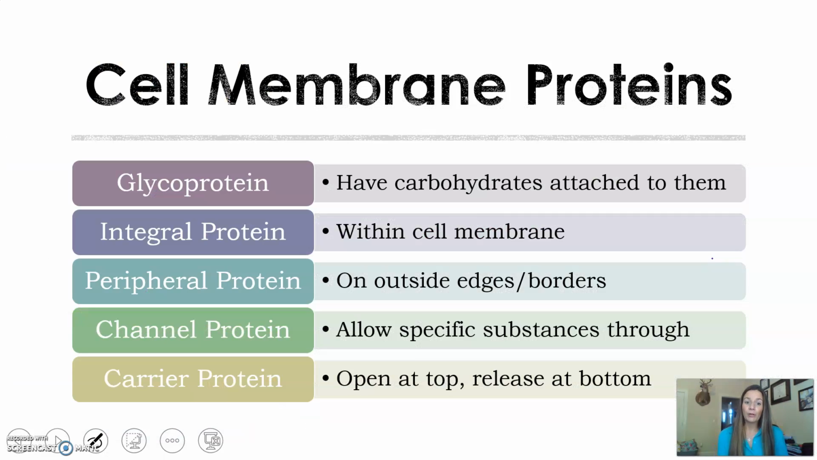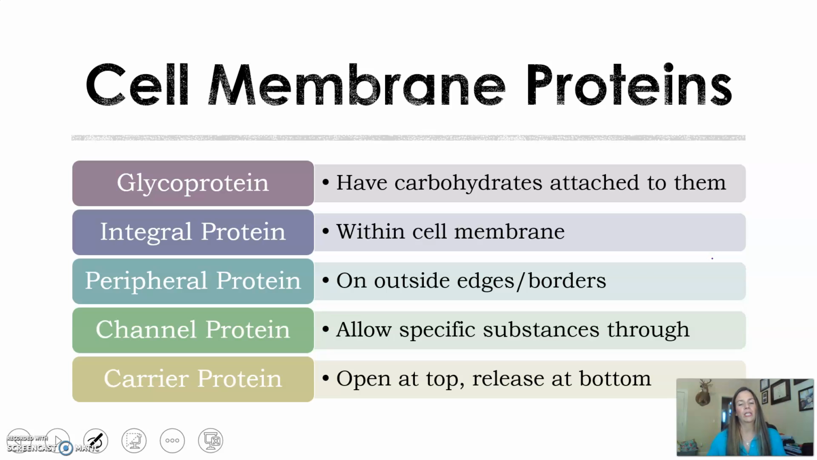All right, now we're going to get into the details. So in terms of the proteins that can be in a cell membrane, there are 5 that we are going to focus on. So you'll see them all listed there on the left. You have the glycoprotein, the integral protein, peripheral protein, channel protein, and carrier protein.